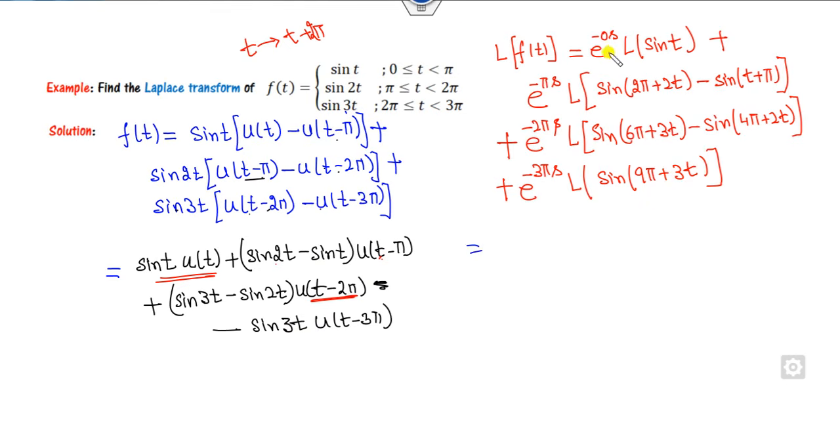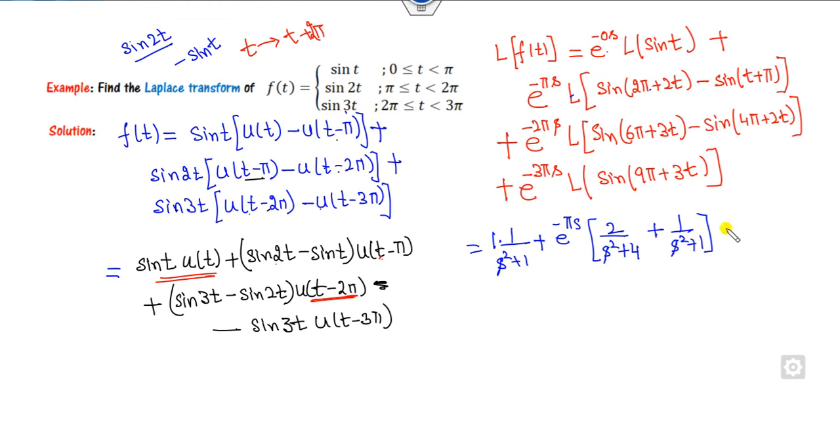Fine. Now you can see Laplace of e raised to power 0, Laplace of sine t will be 1 over s square plus 1, e raised to power minus πs. What is the sine of 2π plus 2t? That is the sine of 2t. And what is the Laplace of sine of 2t? That is a over s square plus a square. What is the sine of π plus t? It is negative, minus sine t. So what is the Laplace of this is plus 1 over s square plus 1.